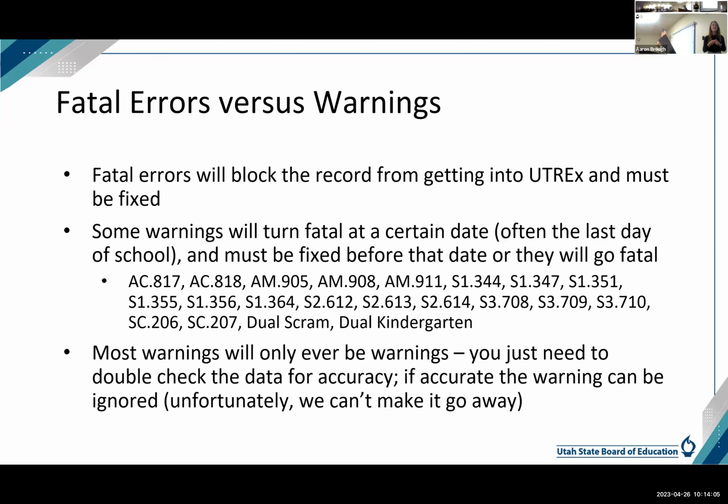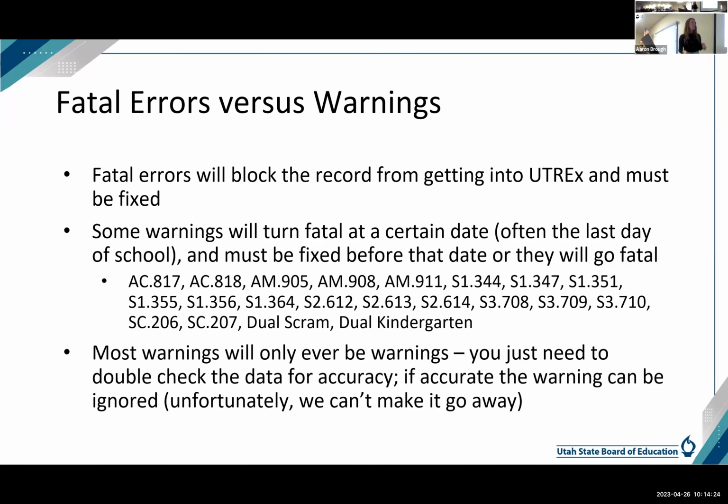There are fatal errors and there are warnings. Fatal errors will block a record from getting into UTREX and they must be fixed. There are ramifications for if there are fatal errors on certain records. So for instance, if there's a fatal error on a student record and that student's not getting into UTREX, there's probably not going to be any funding showing up for that student.